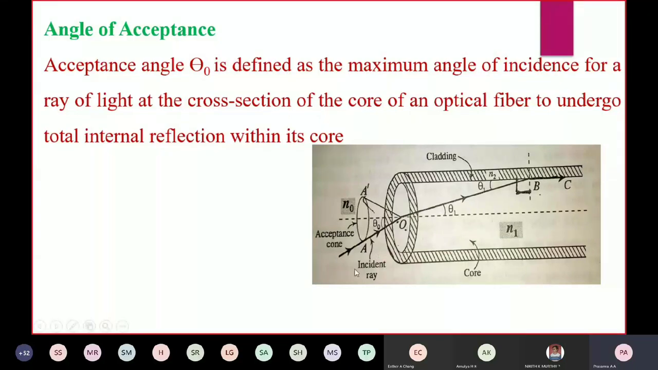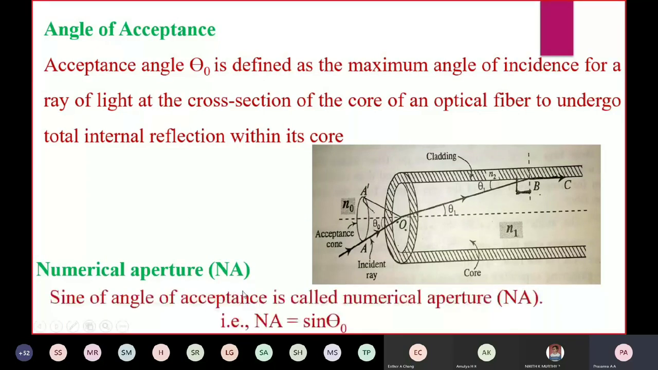Therefore, the light rays should enter the optical fiber from within the cone, or at an angle of incidence smaller than theta naught. Hence this theta naught is called the acceptance angle. Sine theta naught is known as the numerical aperture.